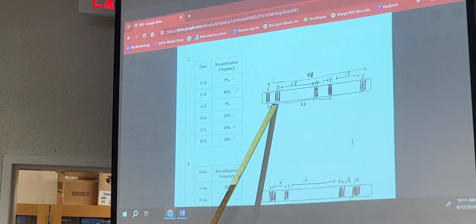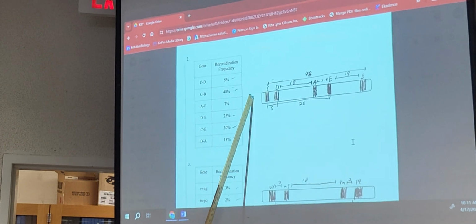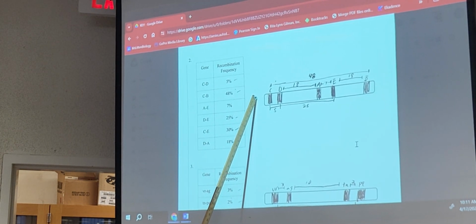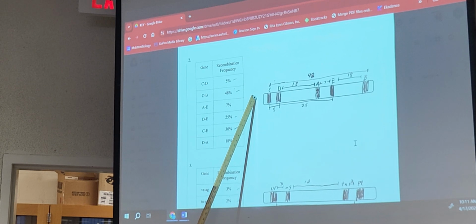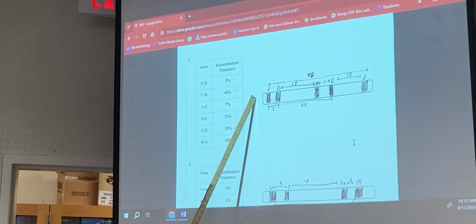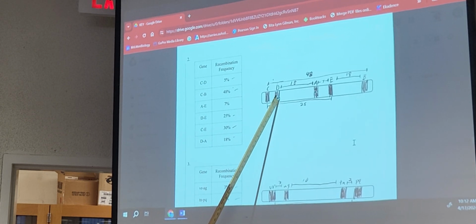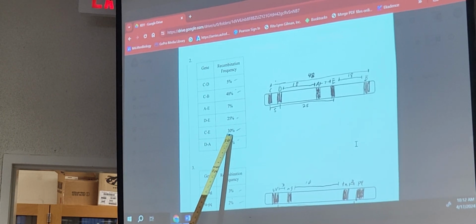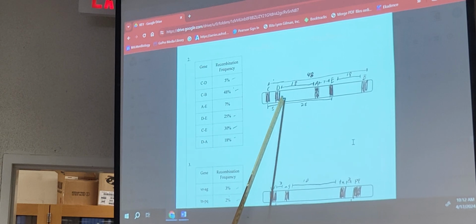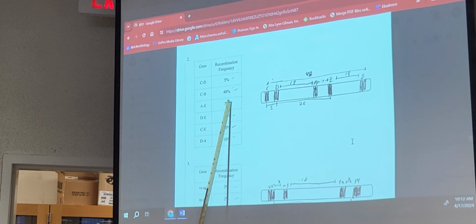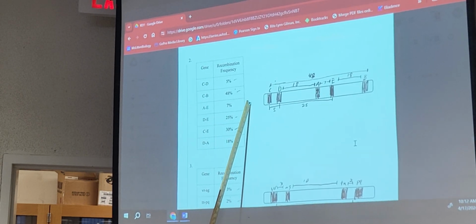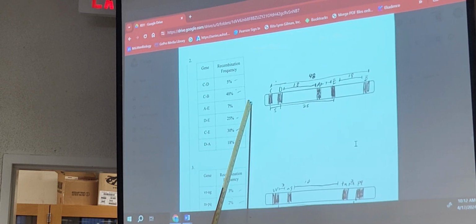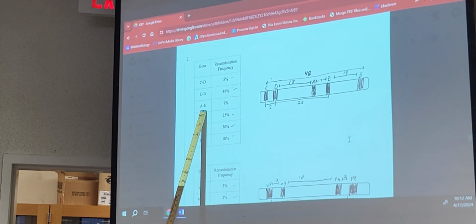C to D is 5%, so it's either going to put the D here or here. A to E we don't need yet. D to E, if we have this D, the D to E is 25, C to E is 30. So if we do D to E over here, the C to E would put E in here, but then that doesn't work with the D to A and the A to E.